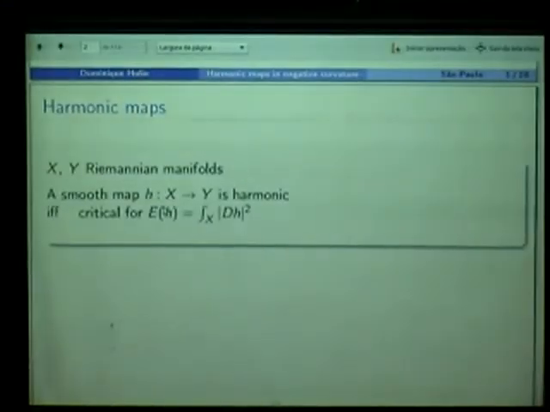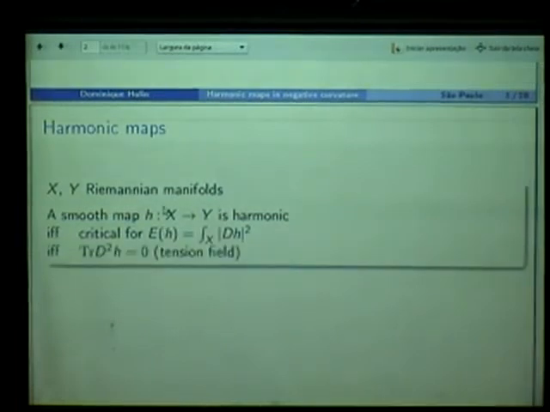Okay. So given two Riemannian manifolds X and Y, we say that a smooth map between these manifolds is harmonic if it is a critical point for the energy functional. And going to the Euler-Lagrange equation for this functional, we see that the map is harmonic if and only if it is a solution of a nice nonlinear but elliptic PDE, namely h is harmonic if the trace of its second covariant derivative vanishes.